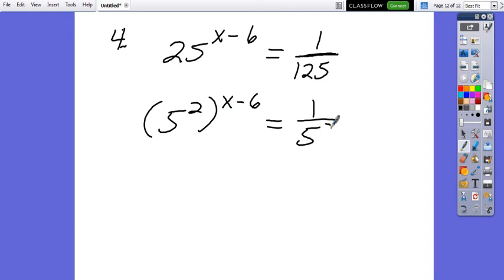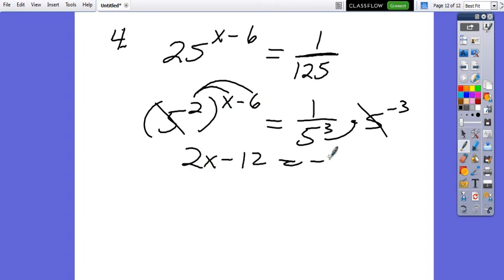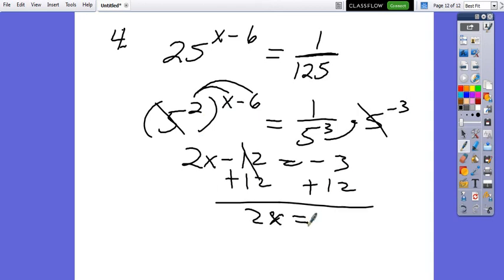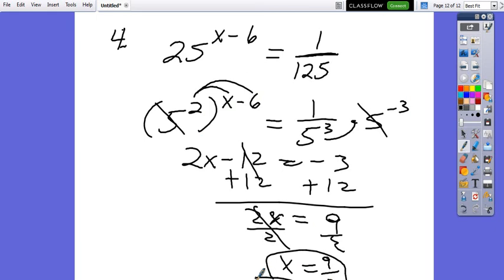Now I don't want to leave it as 1 over 5 cubed. I'm going to move it up by using the negative exponent property, which says that this is really 5 to the negative 3. Now I can cancel my bases. Cancel the 5's. That leaves 2 times x minus 2 times 6. That's 2x minus 12 equals negative 3. Add 12 to both sides. 2x equals 9. Divide by 2. X equals 9/2. Final answer. Okay, so these types of problems will be on your test.